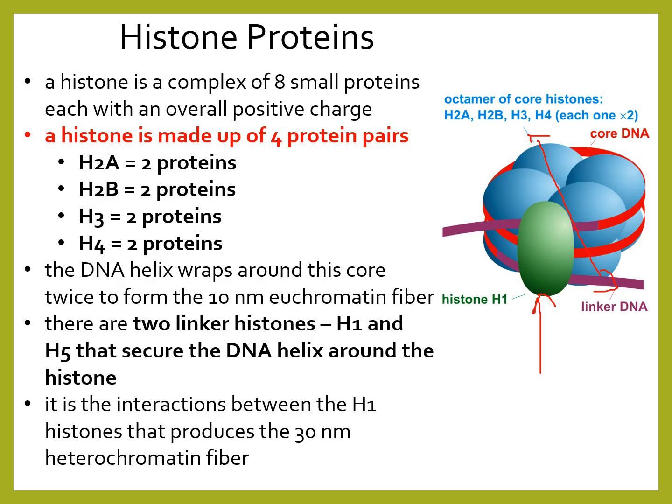So this is the bead in the beads on a string model, 10 nanometers in diameter. This is why we often call euchromatin the 10 nanometer fiber. If you take these H1 proteins and you interact them with one another, you're going to get the next level of chromatin organization, which is 30 nanometers wide, which is known as the heterochromatin fiber.